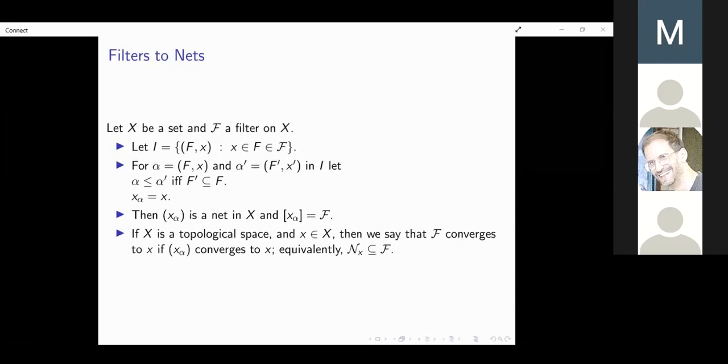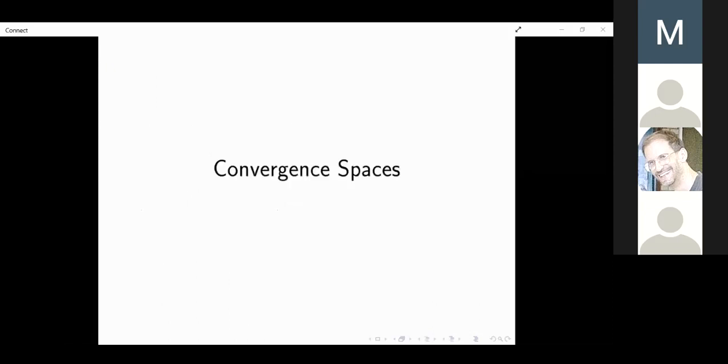So if X is a topological space, and we take a point x in X, then we say that the filter F converges to x if the net that we've associated with the filter F converges to x. And that means that the neighborhood filter at x is contained in our filter F. Okay, so this is what we need to know about nets and filters.